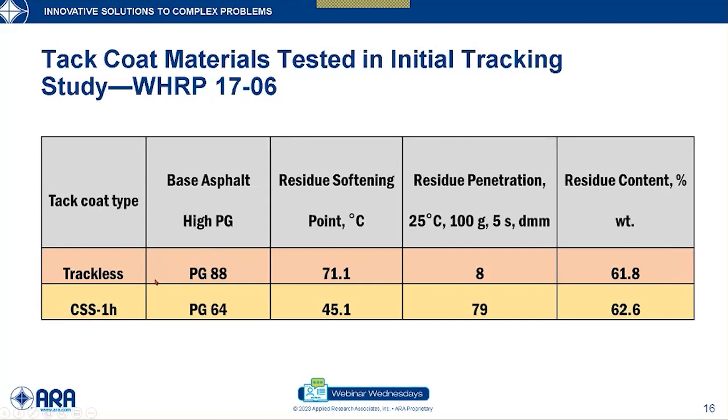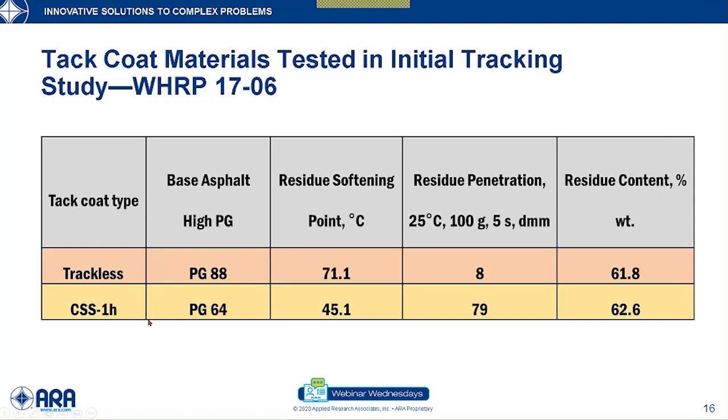So you can see, in the second column, the base asphalts of these two emulsions are from two different ends of the spectrum. One is PG 88 and one is PG 64. Now PG means performance grade. Asphalt binder usually has a performance grade, like if it's a PG 88-28, the first number, 88, is the high number, which means the maximum temperature it can endure and perform well is 88 degrees Celsius. And the second number, like minus 28, means it can perform in the lower temperature region down to minus 28 with satisfactory performance.